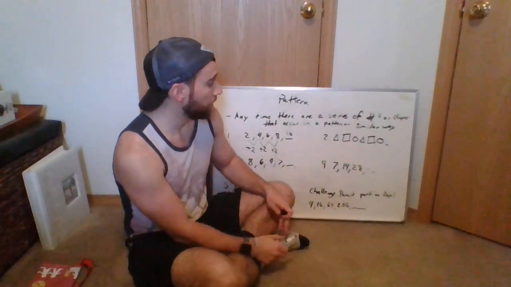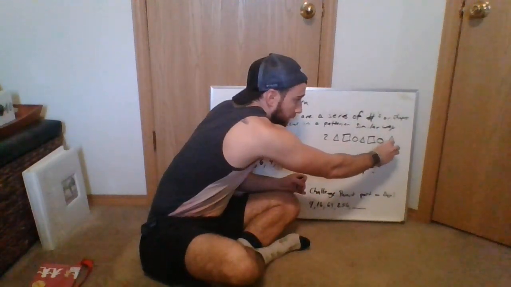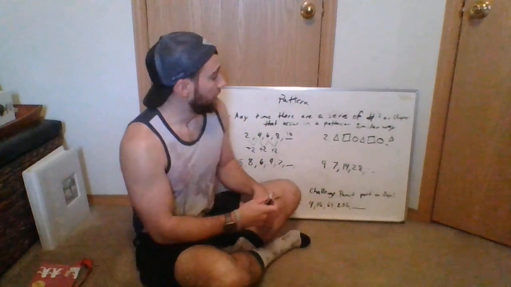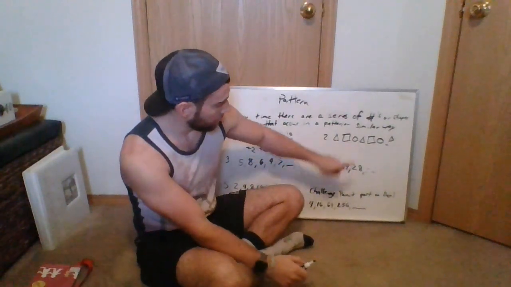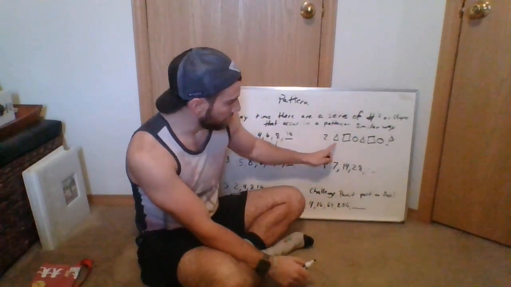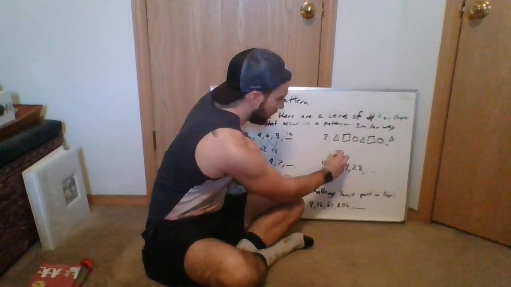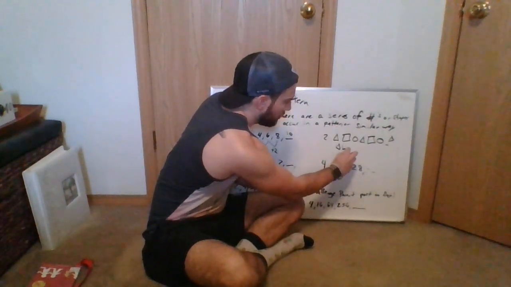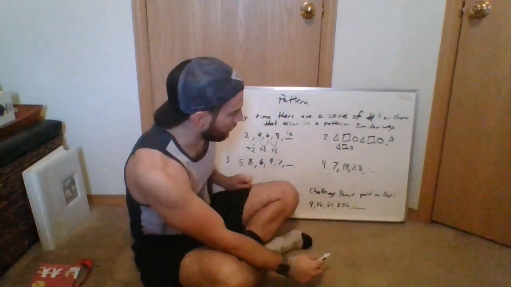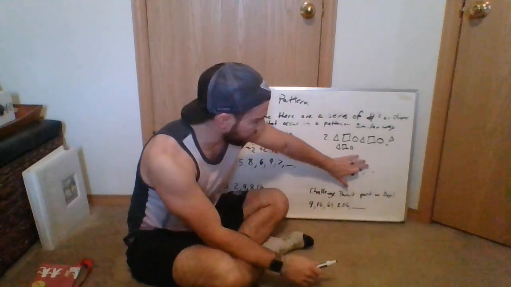Alright, so hopefully you were able to figure out that that one would be a triangle. And the reason being, triangle, square, circle, triangle, square, circle. So then you'd be starting a whole nother series of triangle, square, circle. So that would be the pattern that we are identifying.